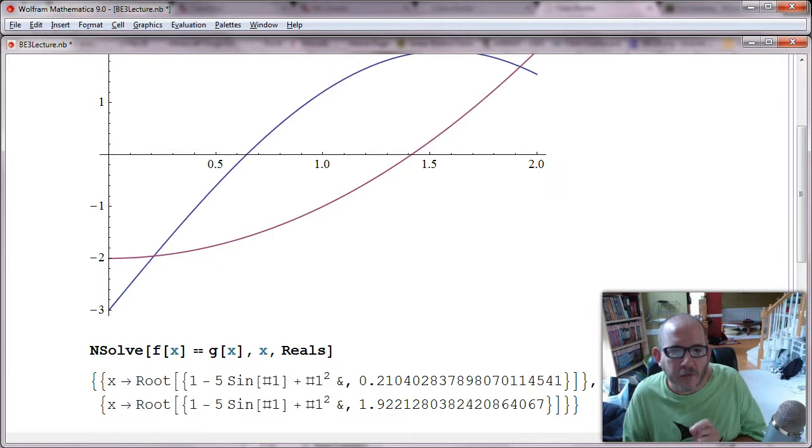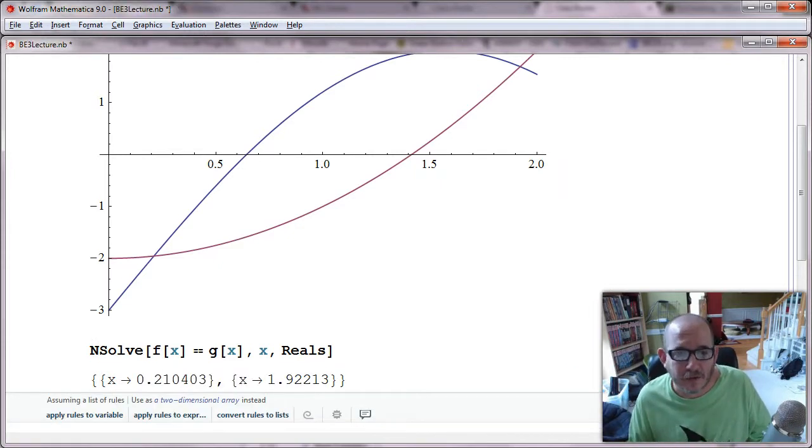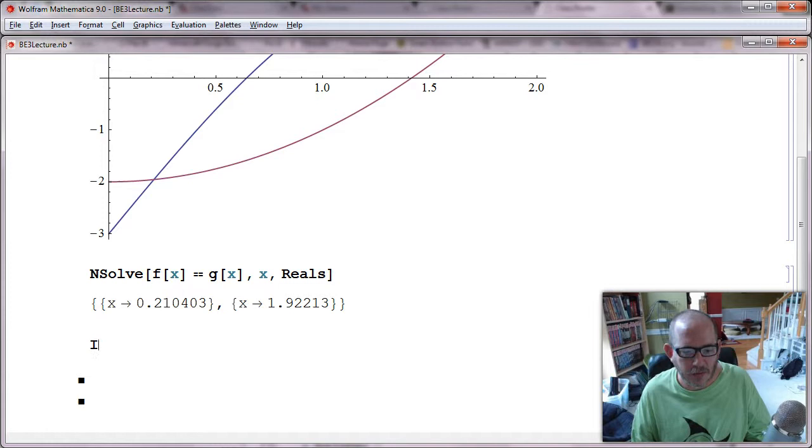Nsolve says try to find the roots numerically. Don't try to do it exactly. And it gives me these two. Okay. So if I want to integrate, what do I want to do? I want to integrate f of x minus g of x.